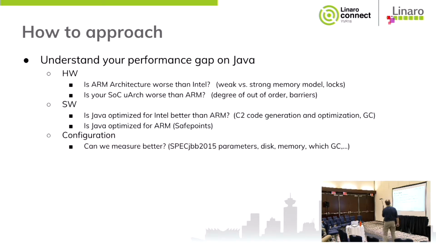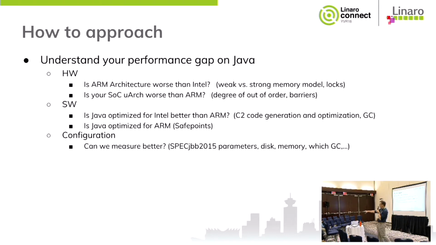How to approach it? To understand your performance on Java, I look at 3 areas. One is the hardware. Is ARM architecture worse than Intel? Where are the gaps there? Is it the traditional weak versus strong memory model? Is it our lock handling? The other thing is, is your SoC microarchitecture worse than ARM's? So you've got 2 different things.